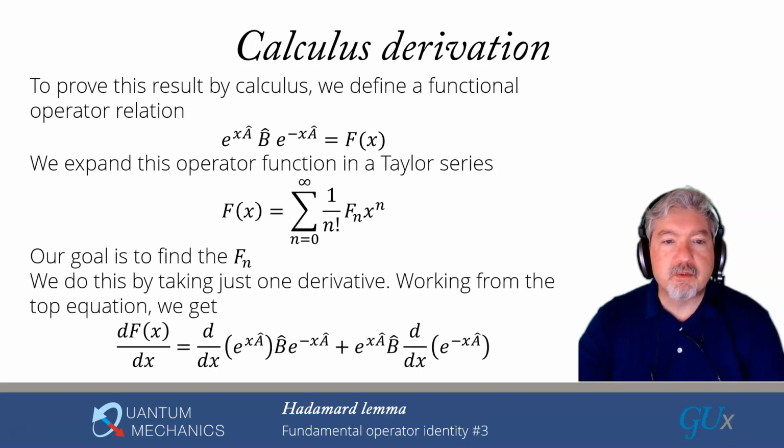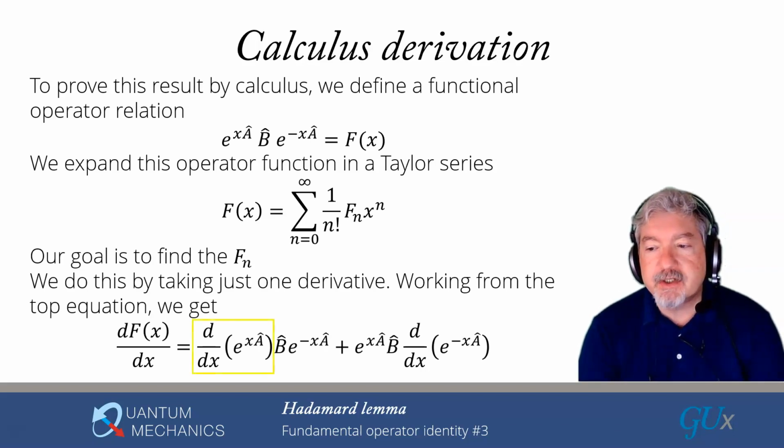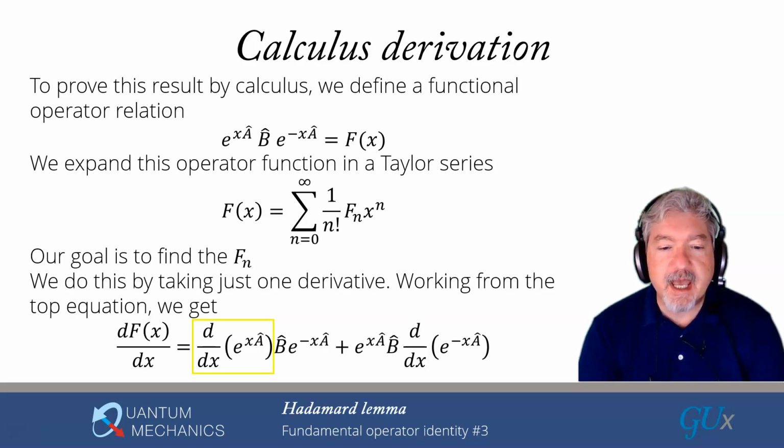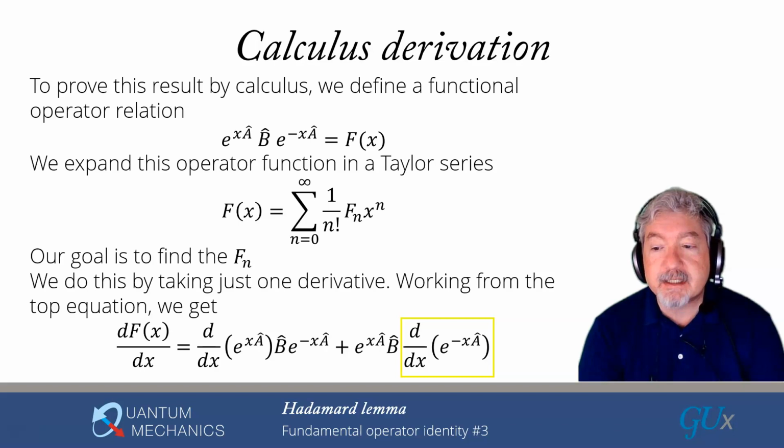So the first thing we're going to do is work from that top equation, from that functional form. Now the derivative of an exponential is just the same as the derivative of a normal function. d by dx of e to the x a hat is going to just pull an a hat down. And because a hat commutes with itself, and in that exponential I just get powers of a hat when I look at the expansion, I can put that a hat on the left-hand side or on the right-hand side. Similarly, on the second term, when I have d by dx of e to the minus x a hat, that's going to pull out a minus a hat. And again, I can put it on the left or on the right.